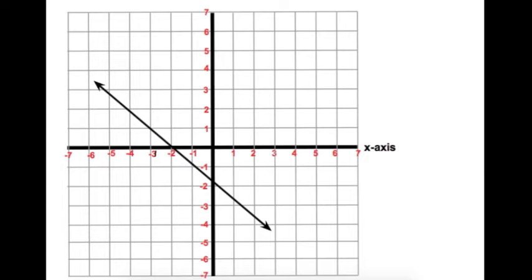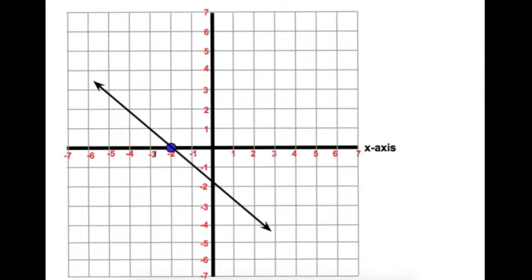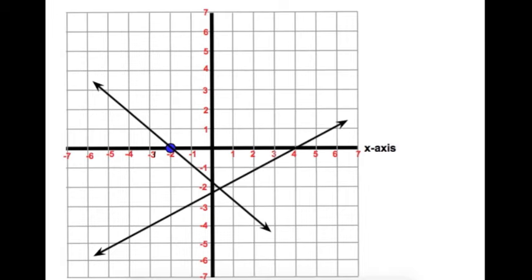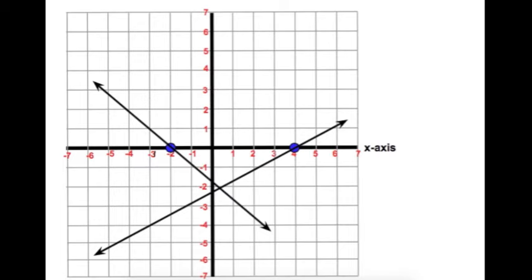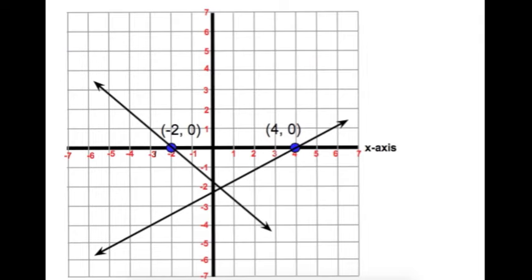Just as the y-intercept was the point at which the line crossed the y-axis, the x-intercept is the point at which the line crosses the x-axis. This particular line crosses the x-axis at -2, so the x-intercept is -2. Let's take a look at a second example. This line crosses the x-axis at 4, so the x-intercept of this line is 4. If we label the two ordered pairs for our x-intercepts that we have identified, the first being -2, 0, and the second being 4, 0, notice that all x-intercepts will have a y-coordinate of 0.